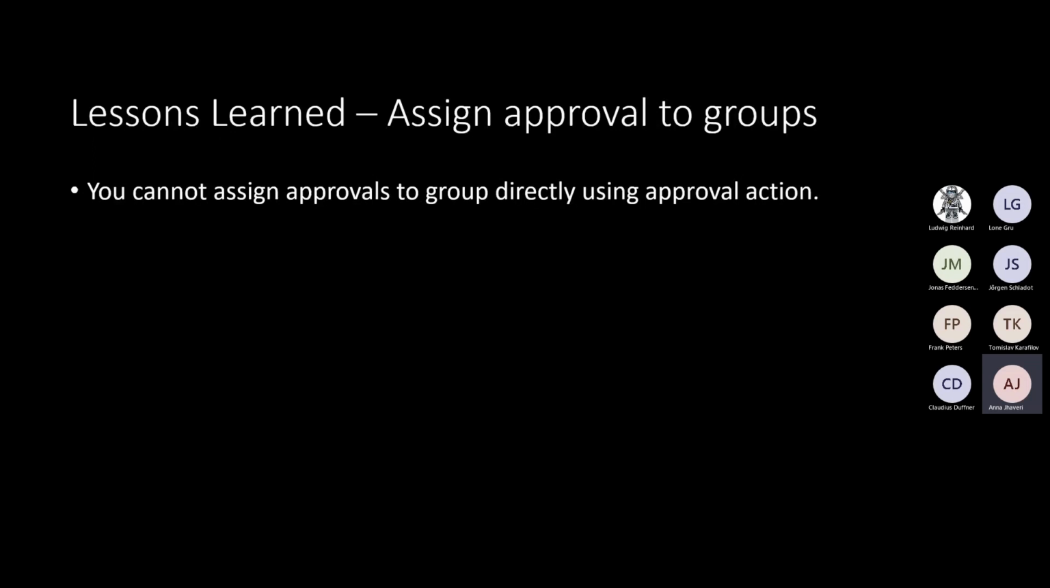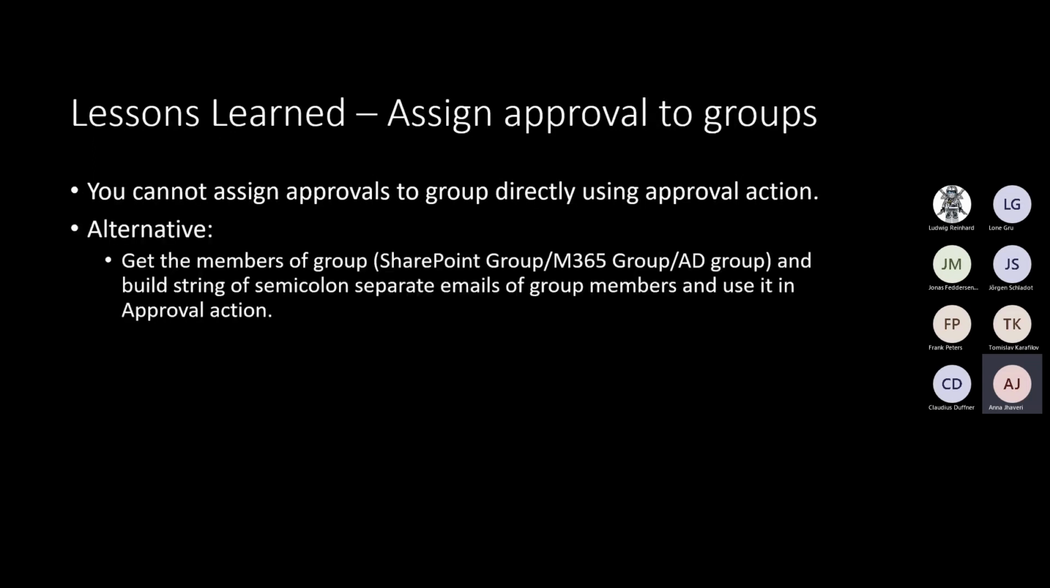fetch the users. There are actions available in Power Automate using which you can fetch the users of the group. For example, there is an action available to fetch the users of AD groups or M365 groups or SharePoint groups. Fetch the list of the users and then store it in an array. And then you can use that array in the assign to field of approval action.